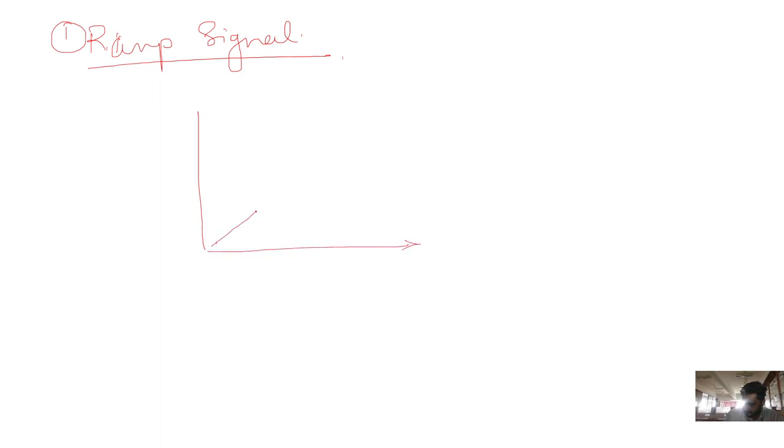Then a few more signals we need to see. First one is the ramp signal. So what is the ramp signal? It is something like this. It is a linear line. On the x-axis and y-axis, its relation is linear. This is the x-axis, that is the time, and this is amplitude, say r of t, and this line represents r of t.